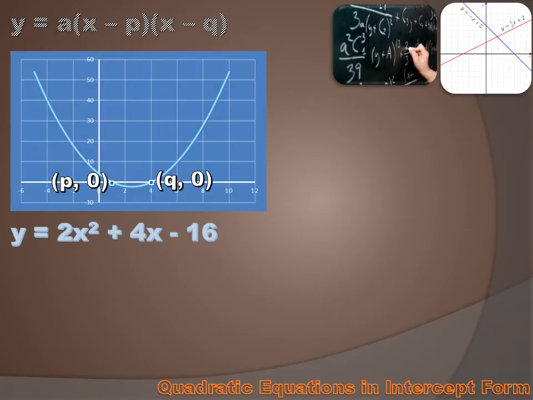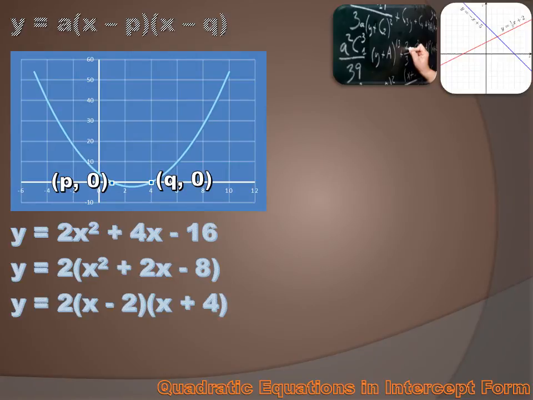Here's an example. Let's say y equaled 2x squared plus 4x minus 16. Let's try to put that in intercept form. Now I can see I can factor out a coefficient. I do in this case have an a value because I can take a 2 out of each of the coefficients of this equation and rewrite it as 2 times x squared plus 2x minus 8. And I can factor x squared plus 2x minus 8. That equals x minus 2 times x plus 4.